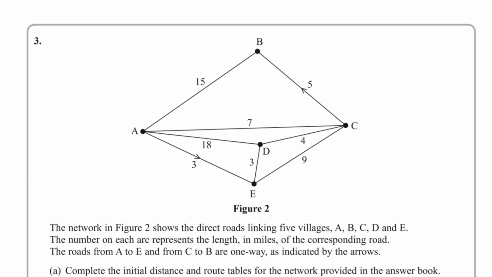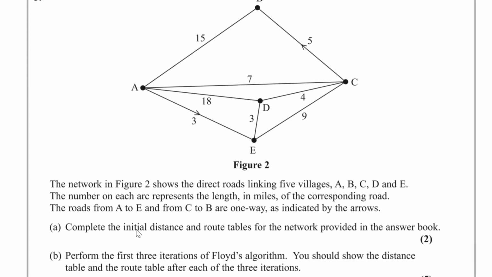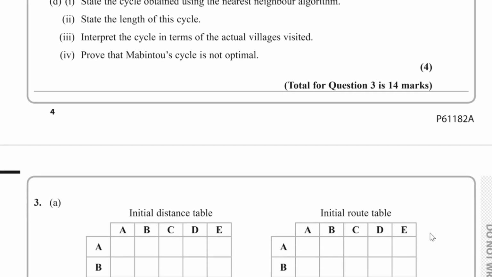Okay, so for now, question number 3. We've got the network in figure 2 over here, which shows the direct roads linking 5 villages A, B, C, D and E. The number on each arc represents the length in miles of the corresponding roads. The roads from A to E and from C to B are one way, as indicated by the arrows. For part A, we have to complete the initial distance and route tables for the network provided in the answer book, and that's worth 2 marks.